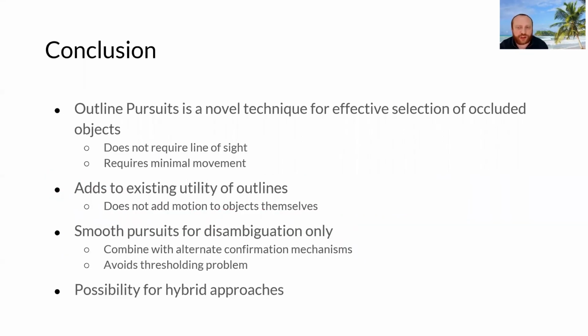Outline pursuits does not require line of sight and requires minimal body movements for selection, making it ideal in situations with restricted movements. By adding to the already existing utility of outlines, objects can be selected without changing their properties.